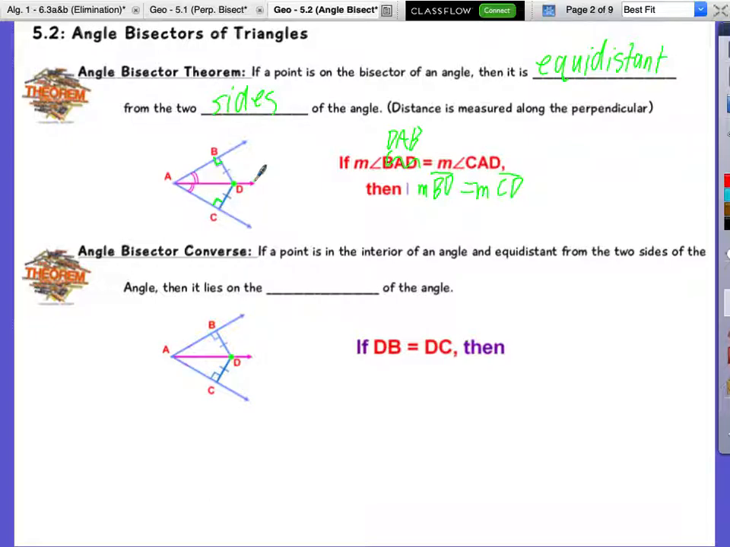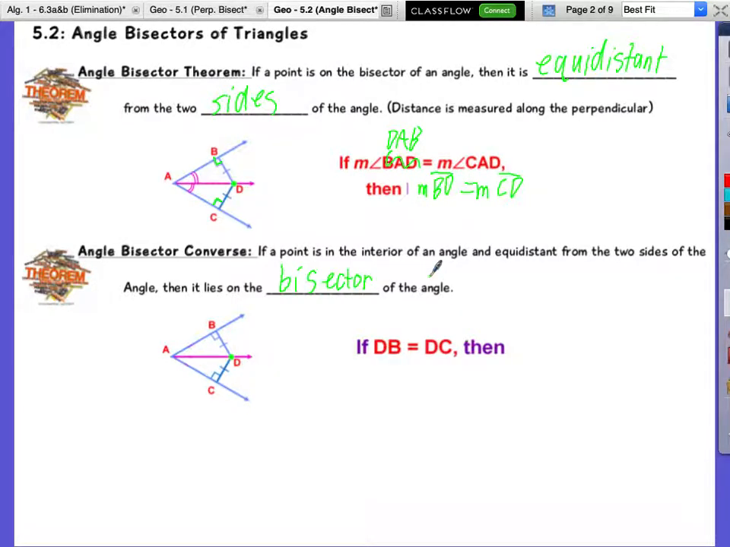We're going to have it flipped around. If a point is on the interior of the angle, point D is on the interior of this angle BAC, and it's equidistant from the two sides of the angle, so it's equidistant from ray AB and ray AC, the two rays that form the angle, then it must lie on the bisector of the angle. And if you want, you can shorten bisector to BIS.